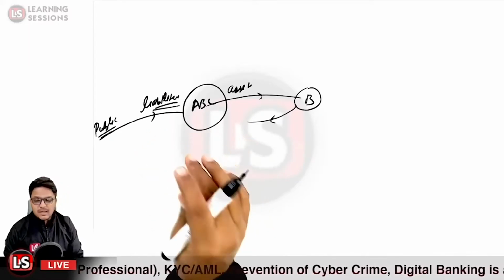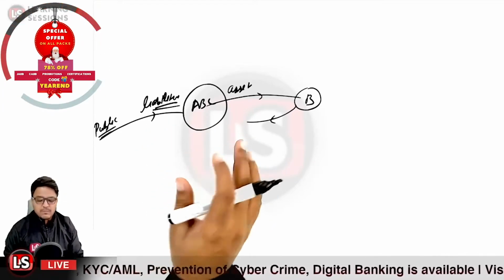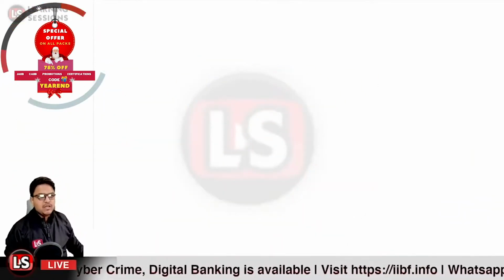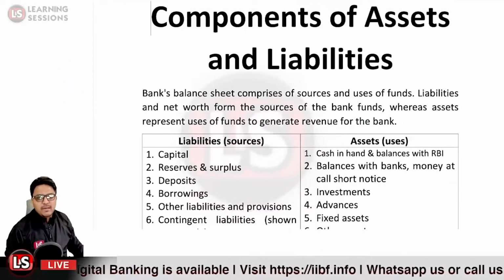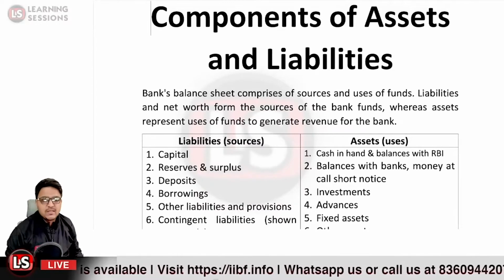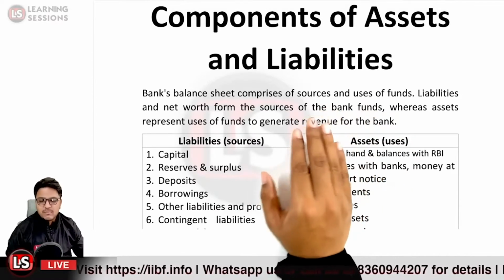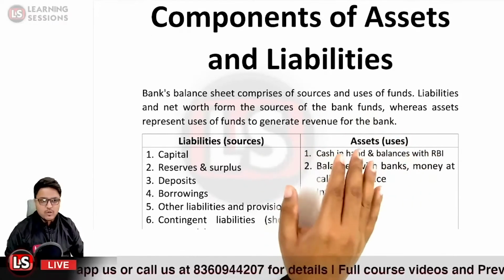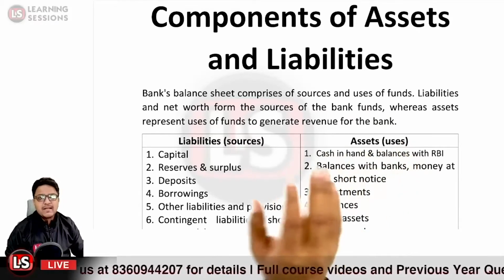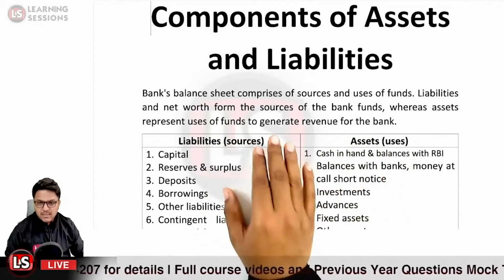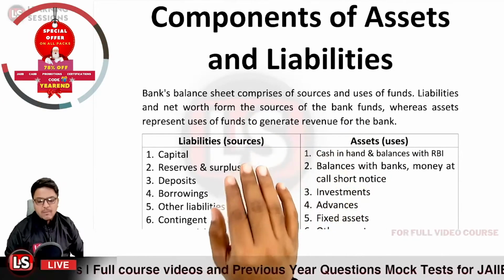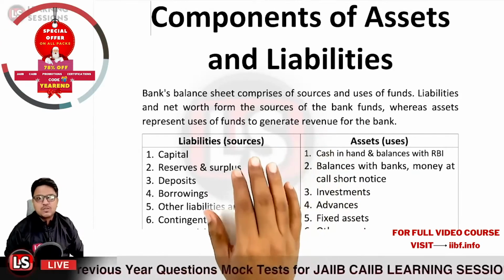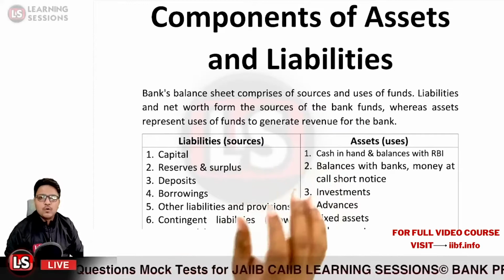So for a bank, the criteria is somewhat different, but we will understand it with the basics itself. So let us go through the theory first, so as to understand the basics. It is related to the components of assets and liabilities. A bank's balance sheet comprises the sources and the uses of funds. Whenever I say sources of funds, we are talking about the liabilities. And whenever we say uses of funds, we are talking about the assets. Liabilities and net worth form the sources of funds, that is the long-term liabilities and the short-term liabilities plus the net worth, whereas the assets represent the uses of the funds, so as to generate revenue for the bank.